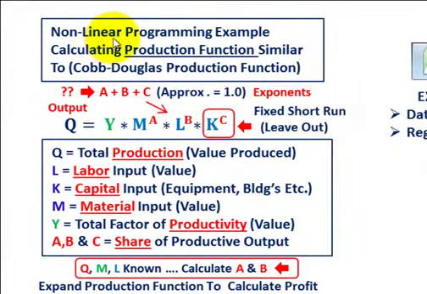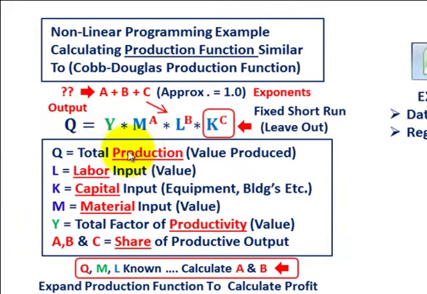What we're going to be going over here is a nonlinear programming example where we're going to be calculating the production function, and this is similar to the Cobb Douglas production function. Okay, so this is our production function here. So let's just understand that here.